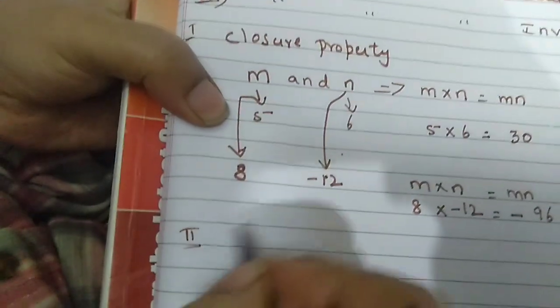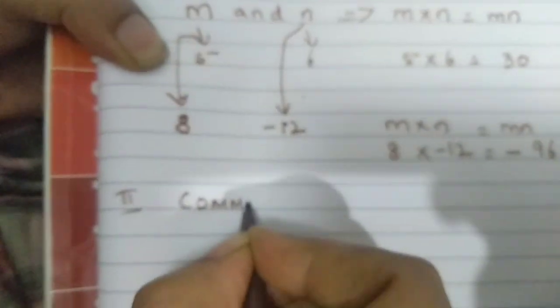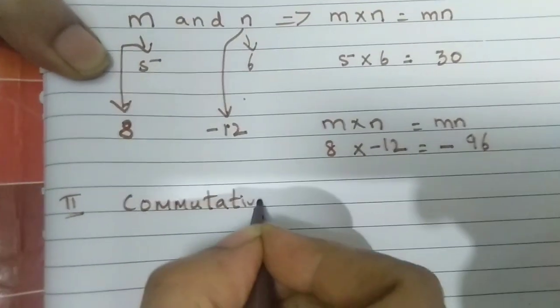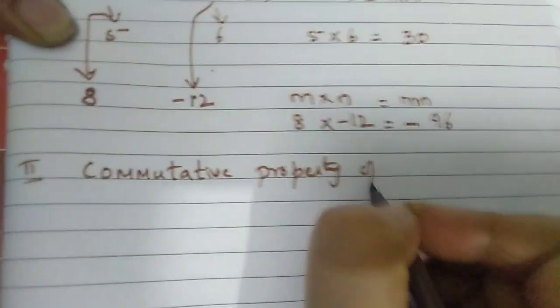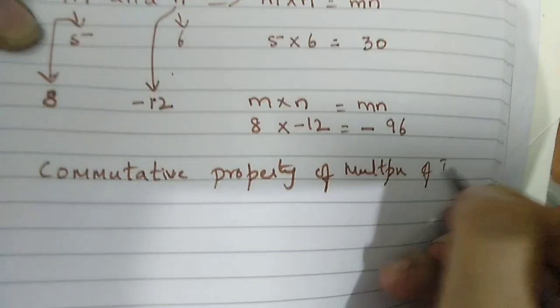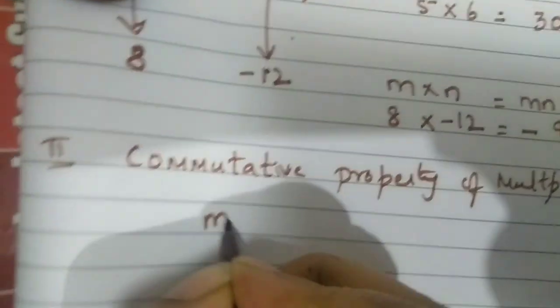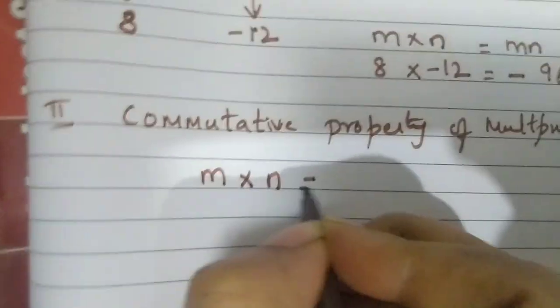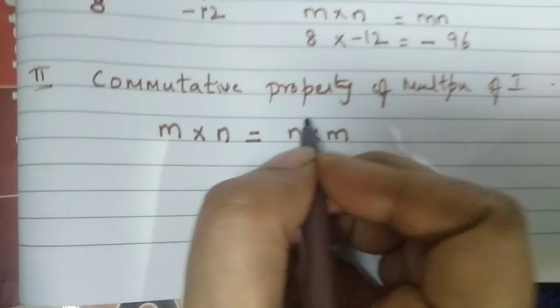Let's go to the second property, which is the commutative property of multiplication of integers. According to the commutative property, we have a little formula here. We have to remember this: m into n equals n into m. So this we have to remember.